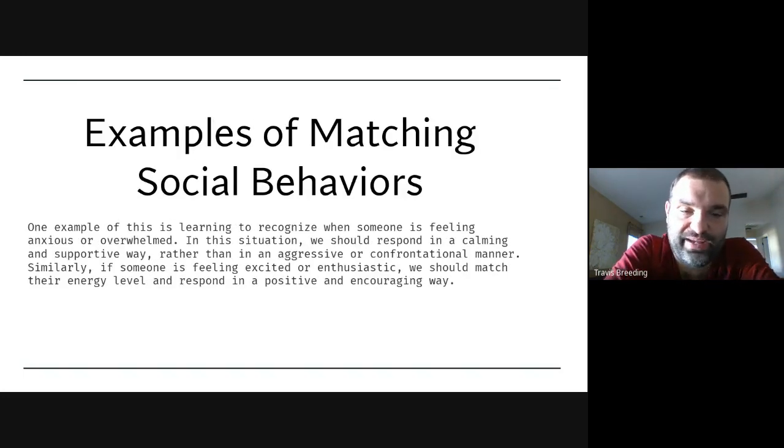Examples of matching social behaviors. One example of this is learning to recognize when someone is feeling anxious or overwhelmed. In this situation, we should respond in a calming and supportive way, rather than an aggressive or confrontational manner. Similarly, if someone is feeling excited or enthusiastic, we should match their energy level and respond in a positive and encouraging way.